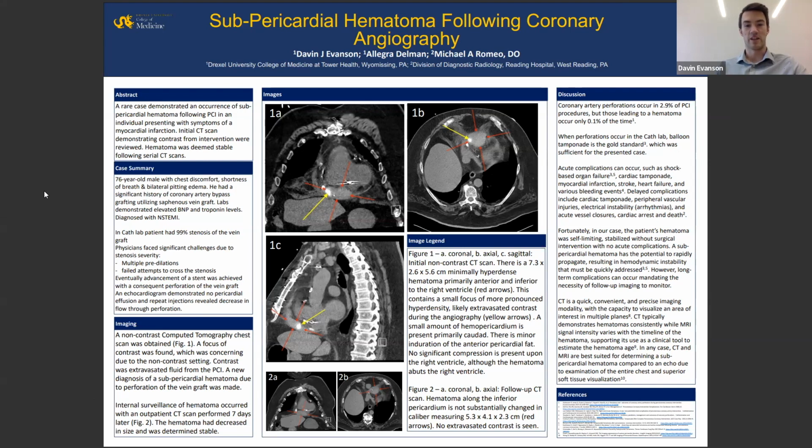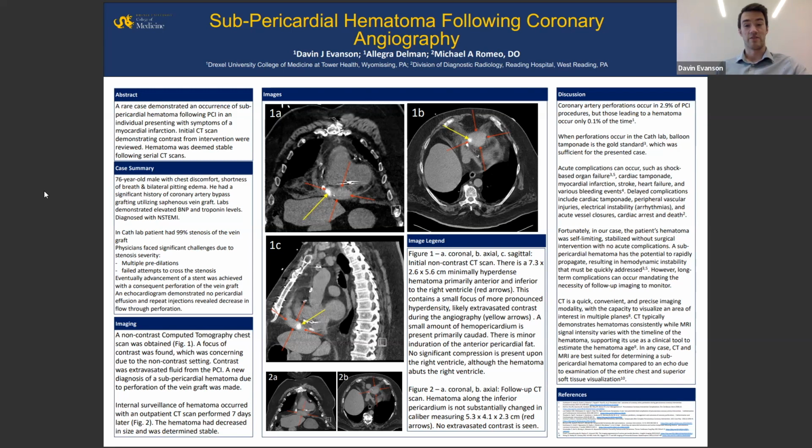And originally this mass was about 7 by 3 by 5 centimeters. And then on repeat, which is in 2A and 2B, it had shrunk to 5 by 4 by 2 centimeters. So it had shrunk a little bit, and then a couple months later, there was a follow-up CT that showed further shrinking of this. In image 1A especially, just to the left of the furthest left red arrow, kind of covered by it, you can see some fat induration, which is significant for an inflammatory process that is occurring there.